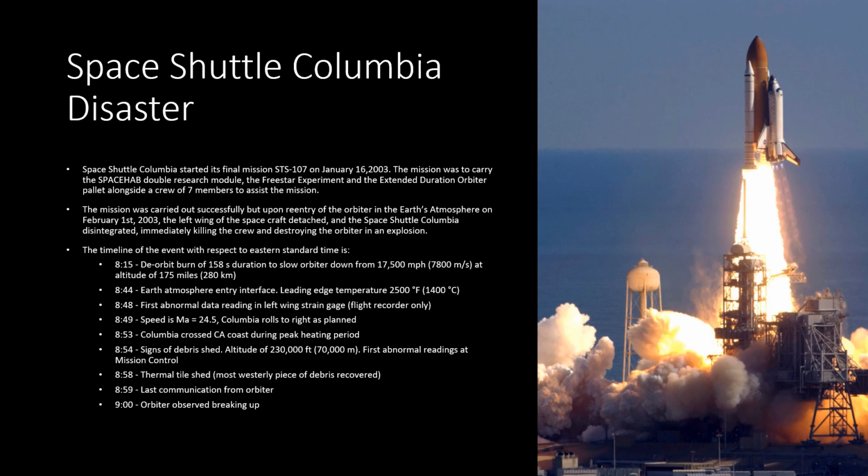8:53: Columbia crossed the California coast during peak heating period. 8:54: Signs of debris shed. Altitude of 230,000 feet. First abnormal readings at mission control. 8:58: The thermal tiles were shed. 8:59: Last communication from orbiter. 9:00: The orbiter observed breaking up.